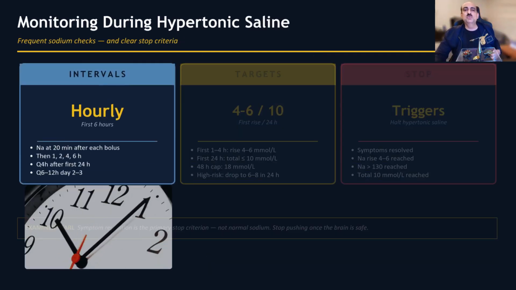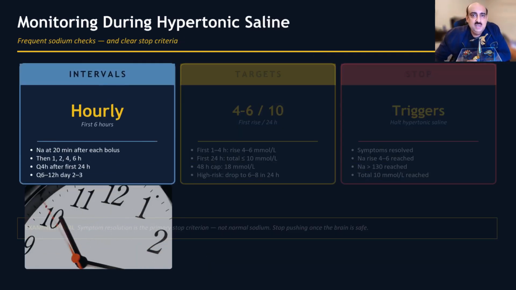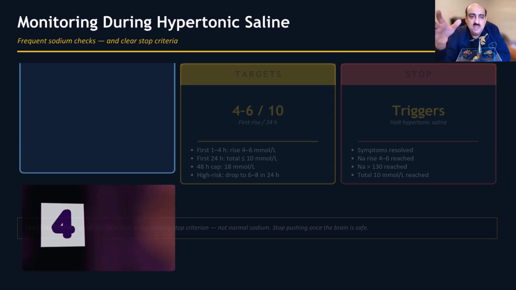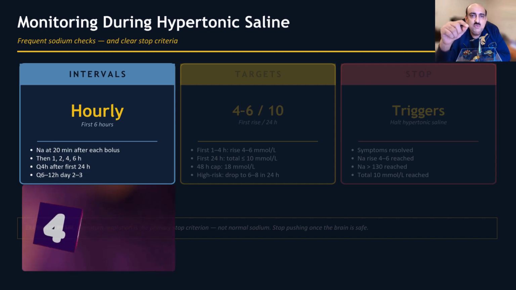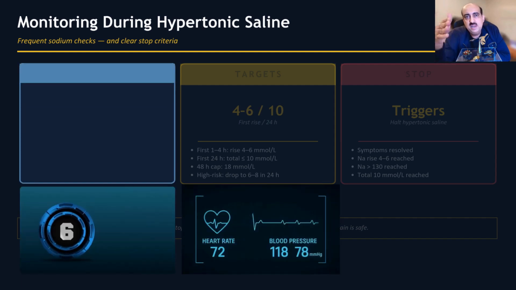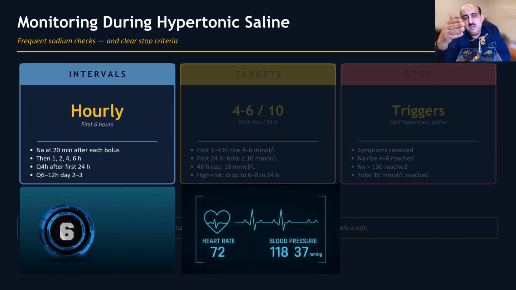Monitoring of serum sodium level matters equally as the dosing. 3 pillars. Intervals: check the sodium at 20 minutes after each bolus, then at 1 hour, 2 hours, 4 hours, and 6 hours for the first 6 hours. After that, every 4 hours through the first 24 hours, and then on day 2 and day 3, you can space it out to 6 to 12 hourly. Continuous cardiac monitoring is indicated throughout.